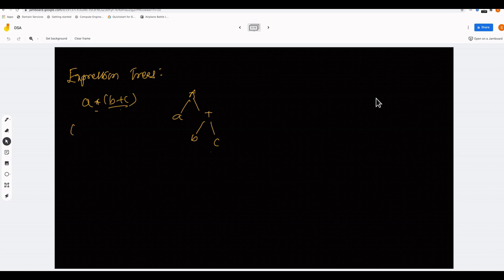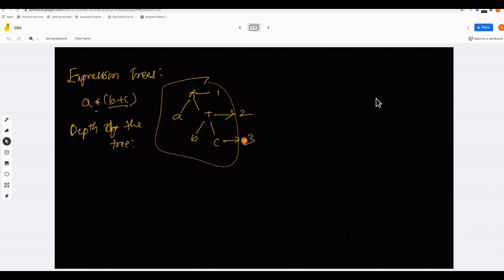Now I will throw questions to you. You need to give me the depth of the expression tree. What is the depth of this tree? Depth is, let's call it 0 or 1, people call it 1. This is the second level, level 2, and this is at level 3. So the depth of this tree is 3, I would call it.